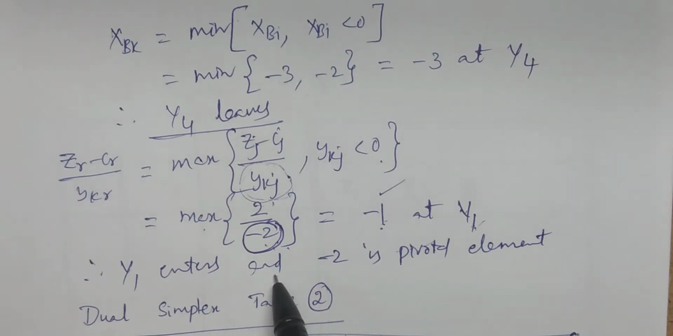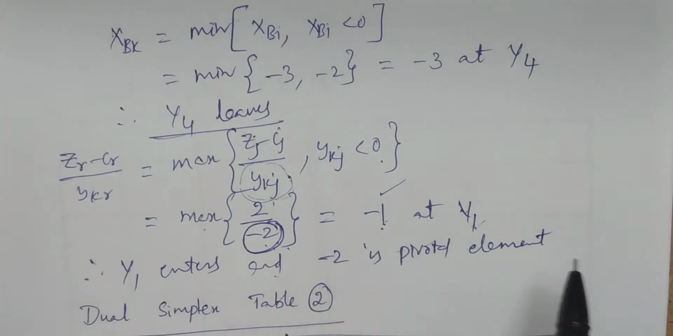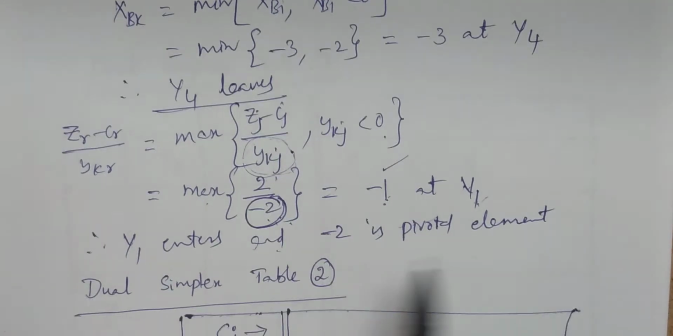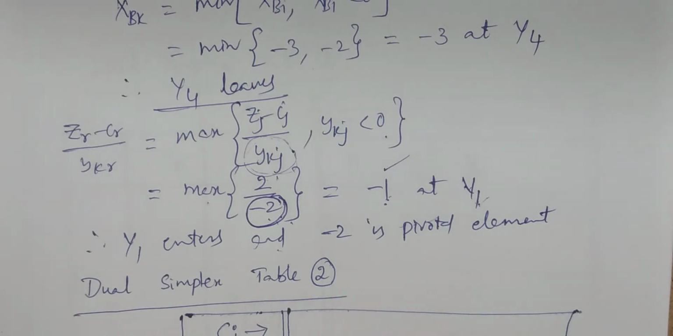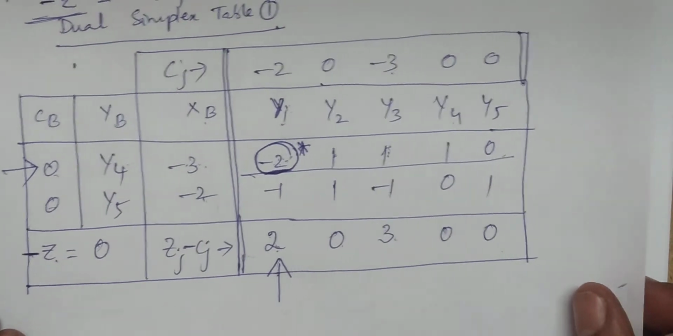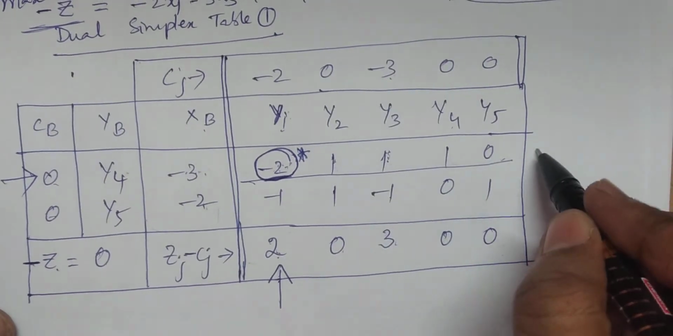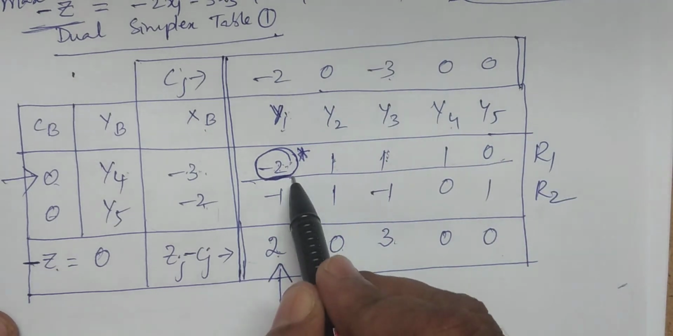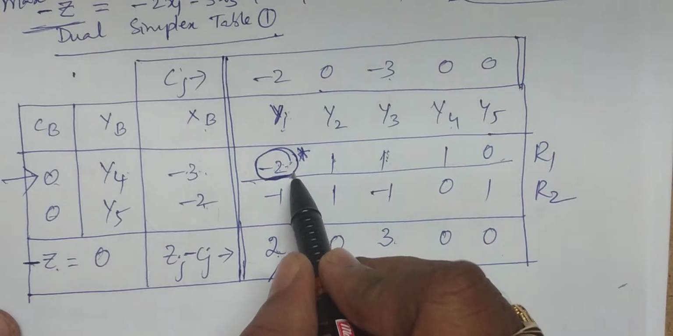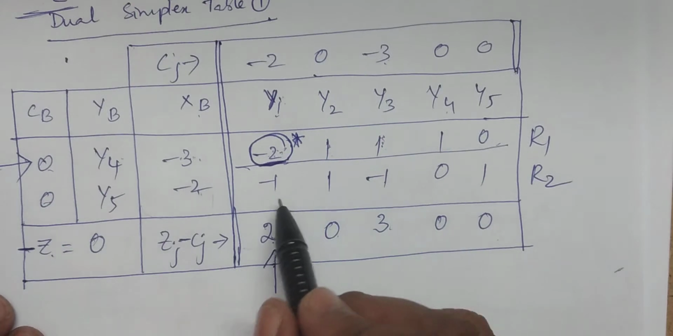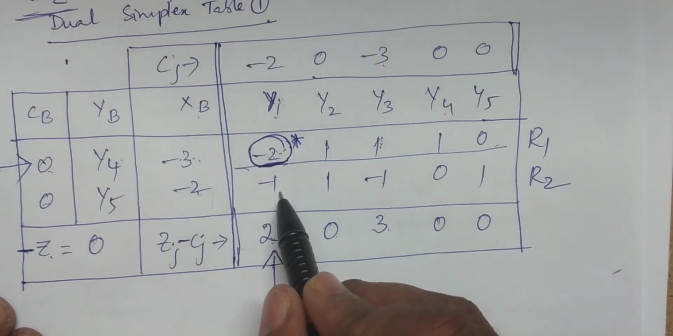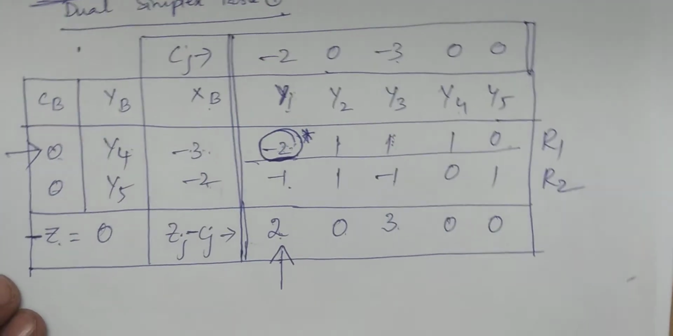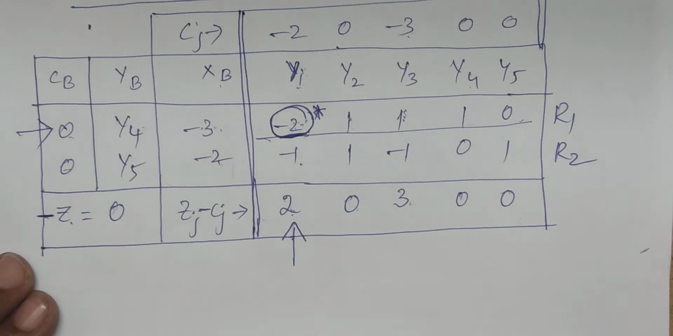Therefore y1 enters the basis and minus 2 is the pivotal element. This is the procedure. Corresponding element minus 2 is the pivotal element, in which now we have to consider, you see here again the table, you have to consider minus r1 and r2 as usual. In r1 we have minus 2 as the pivotal element; you have to convert this particular element to unity, and minus 1 to 0. So I am writing the operations by taking the next simplex table.